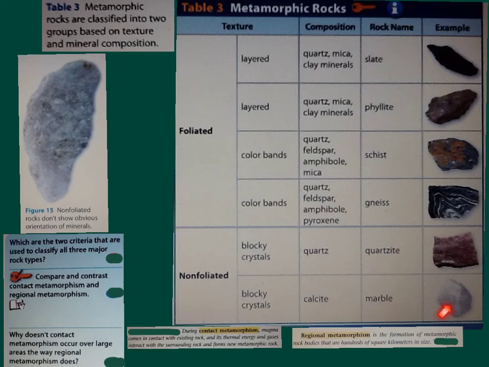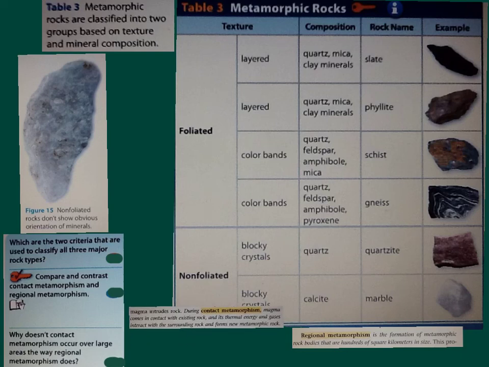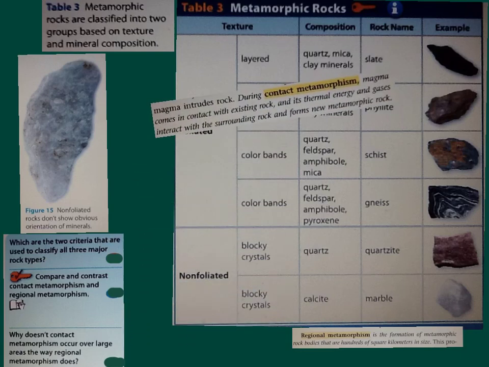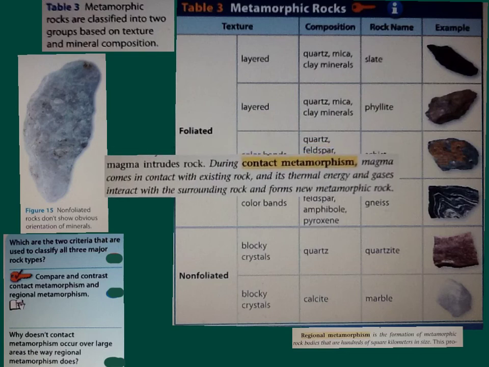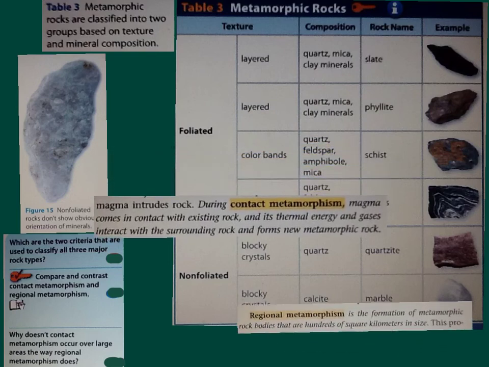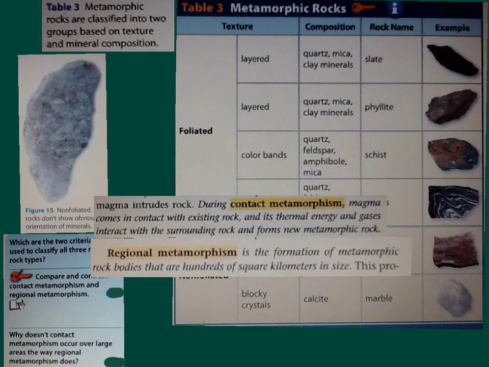Table 3 illustrates other examples of non-foliated and foliated metamorphic rocks. Regional metamorphism is the formation of metamorphic rock bodies that are hundreds of square kilometers in size. This process can create an entire mountain range of metamorphic rock. Changes in temperature and pressure and the presence of chemical fluids act on large volumes of rock and produce metamorphic textures. These textures can help unravel the mysteries of a mountain-building event. The Himalayas in Asia and the Appalachian Mountains of the eastern United States exhibit structures associated with regional metamorphism.